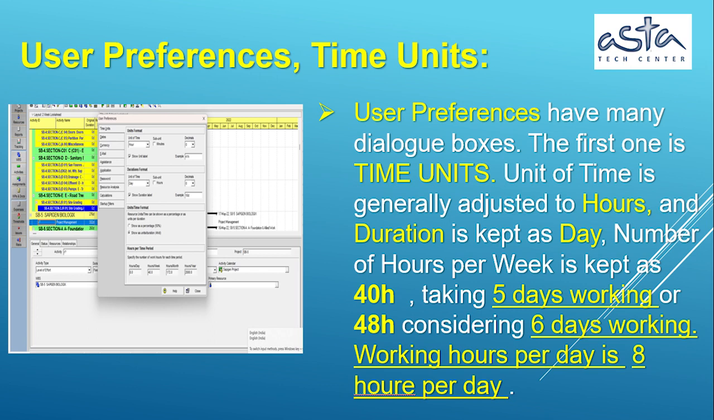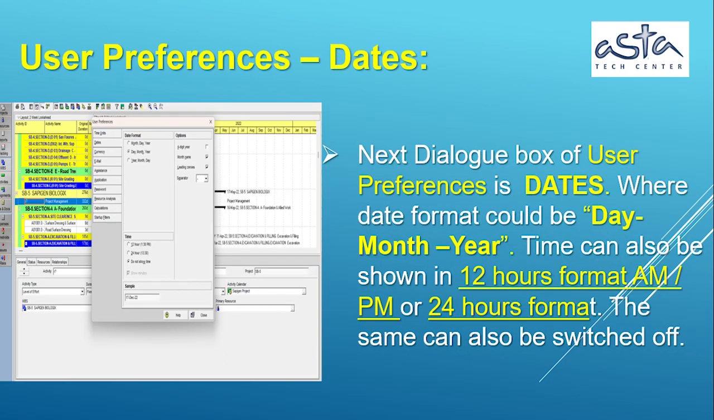Number of hours per week is kept either as 40 hours, considering 5 working days, or 48 hours considering 6 working days. The working hours per day is considered as 8 hours. The date format could be day, month and year. Time can also be shown in 12 hour format, AM and PM, or in 24 hour format.